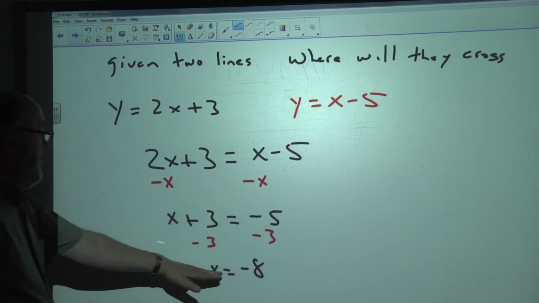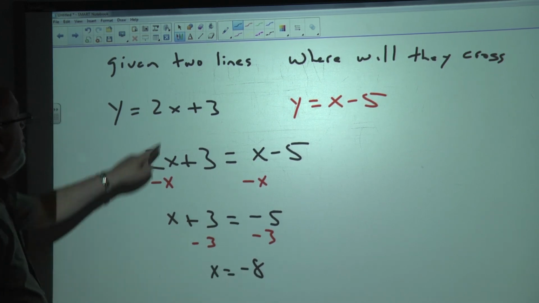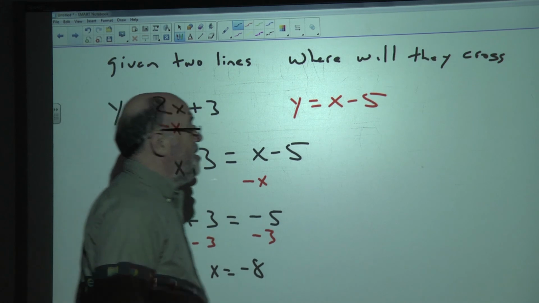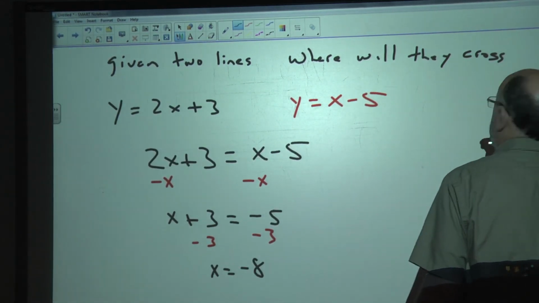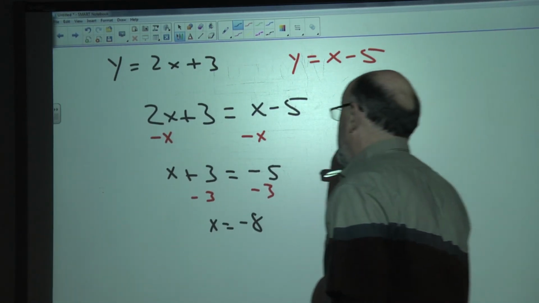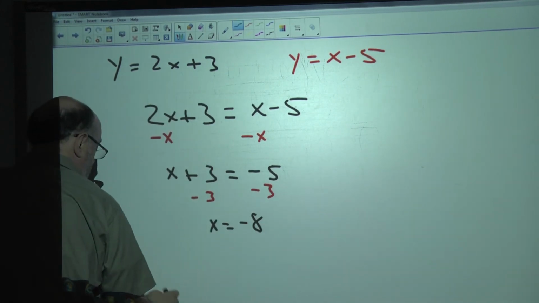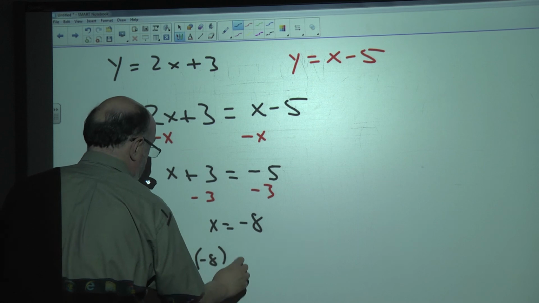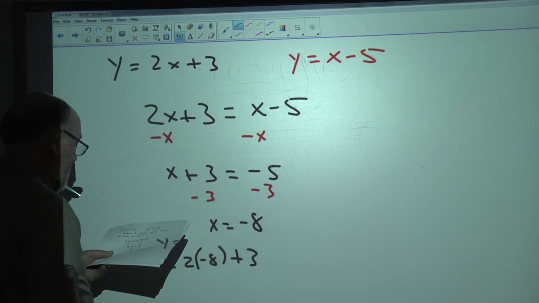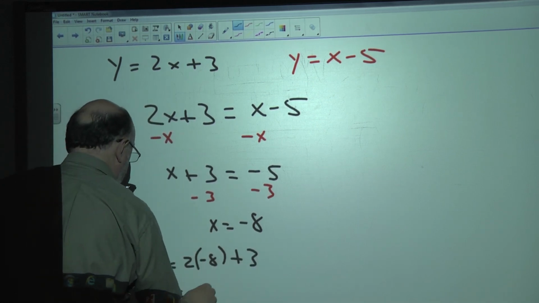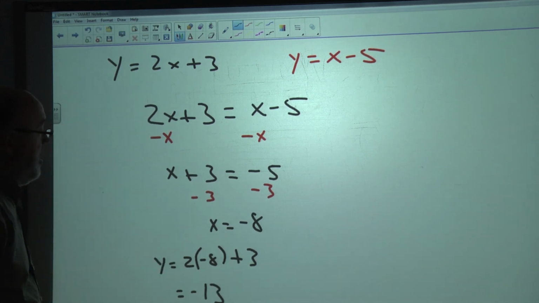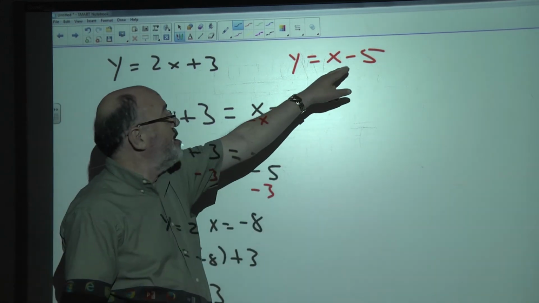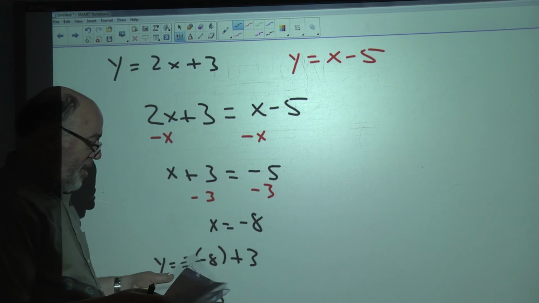And then, now that we know that x is negative 8, we can plug into our equations. And so we take that first one, we would have y equals 2 times negative 8 plus 3, and we get negative 13. And if we took negative 8 and plugged it into that other equation, we would also find out we get negative 13.